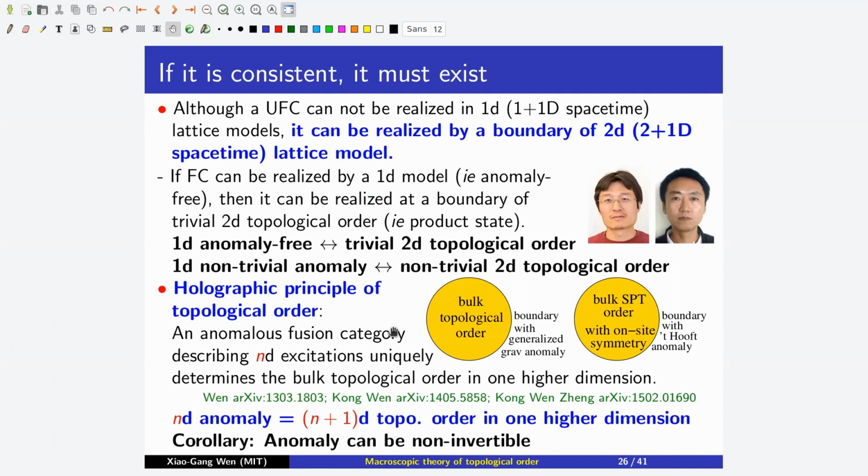Okay, so this is basically the big picture, the big structure. Now we can see that this braided fusion category, this unitary fusion category, really describes a one-dimensional theory, or more precisely, it's the boundary of a two-dimensional extension. So it's really a 1D theory, but an anomalous 1D theory, a boundary theory.